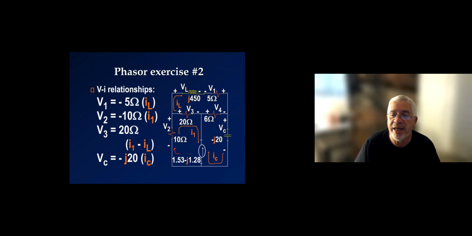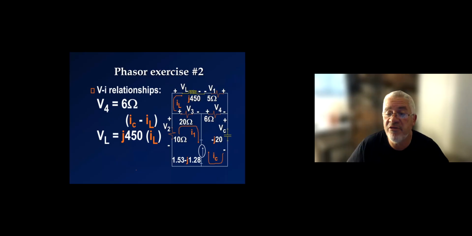So for example, in the case of V3, we have V3 is equal to 20 times I1 minus IL, because I1 is entering the positive terminal of V3 and IL is entering the negative terminal. That's what you have there. Okay. For VC, VC is just the impedance times the current, because IC is entering the right way at the positive terminal. So it's minus j20 times IC.